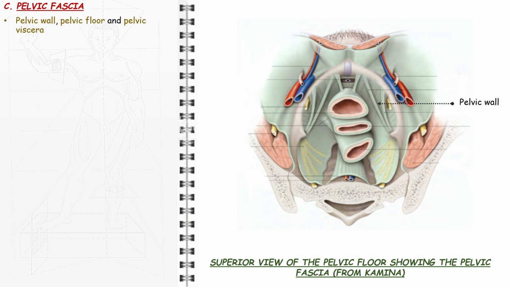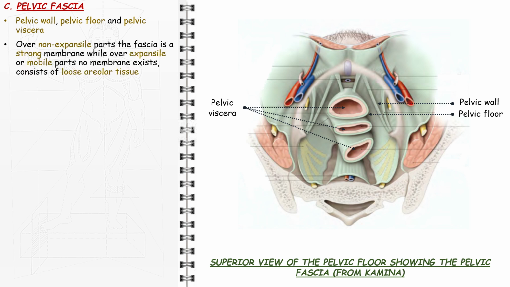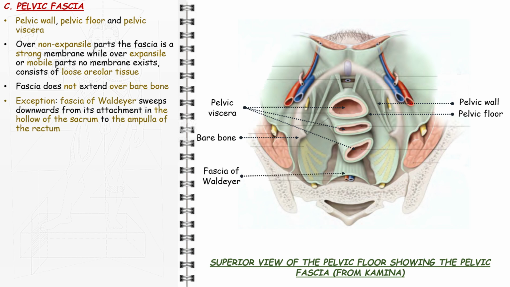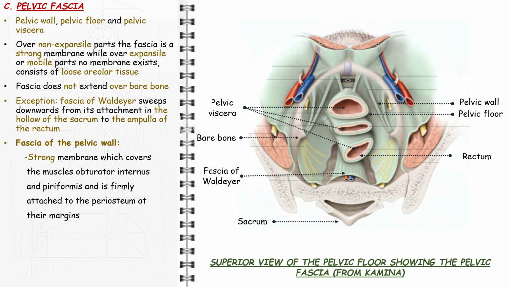Two principles govern the arrangements of the fascia. The first is that over non-expansile parts the fascia is a strong membrane, while over expansile or mobile parts no membrane exists, the fascia consisting here of a loosely felted areolar tissue. The second principle is that fascia does not extend over bare bone. Beginning with the fascia of the pelvic wall, it is a strong membrane which covers the muscles obturator internus and piriformis and is firmly attached to the periosteum at their margins. Elsewhere the bone of the pelvic wall is bare of fascia.